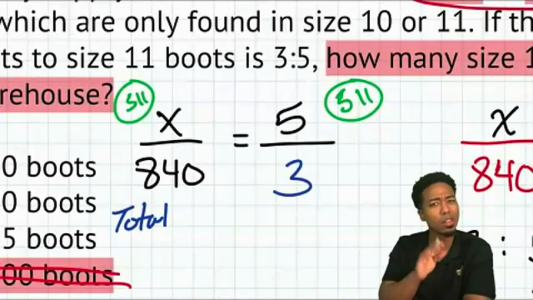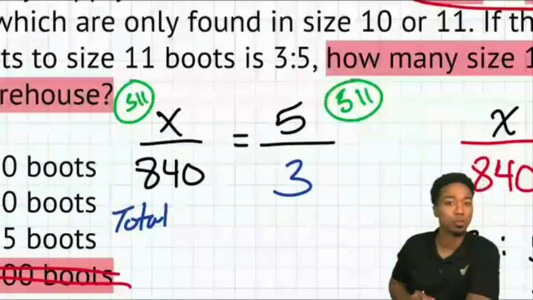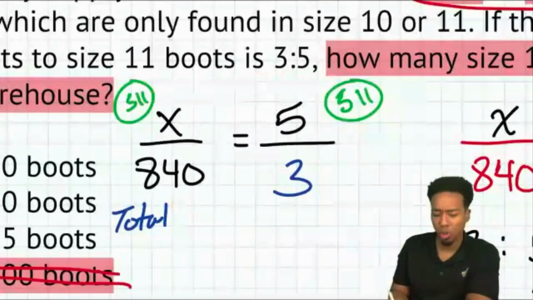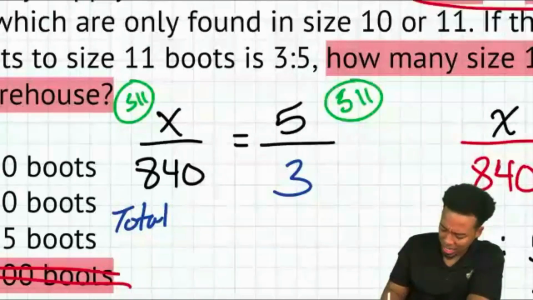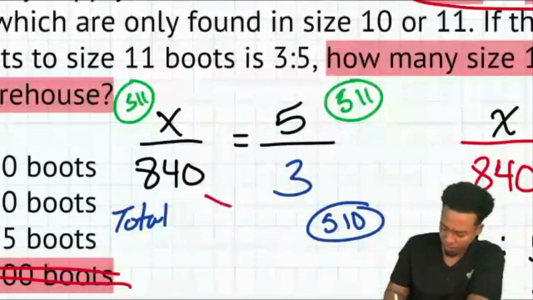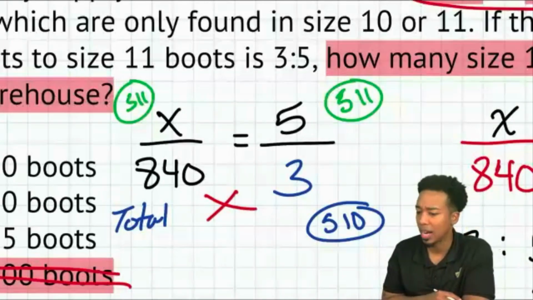So does that make a little more sense, everybody? Why that setup is wrong? Yeah, the top is size 11, but the bottom, that's total. And here, this is size 10. That's not going to work.